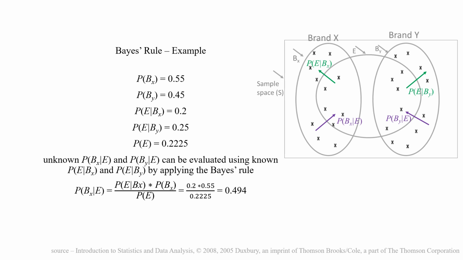divided by 0.2225, which in turn equals 0.494. And probability of By given E equals probability of E given By multiplied by probability of By divided by probability of E, which equals 0.25 multiplied by 0.45 divided by 0.2225, which in turn equals 0.5056.